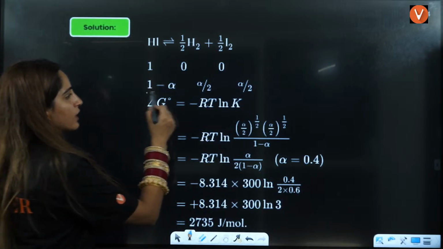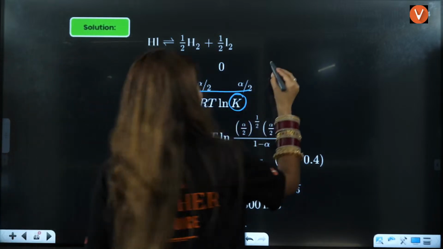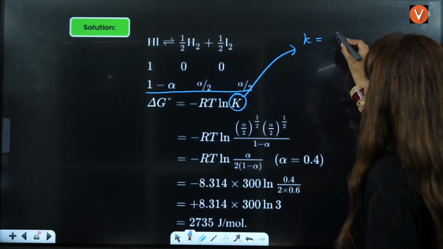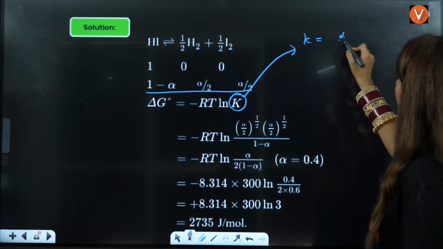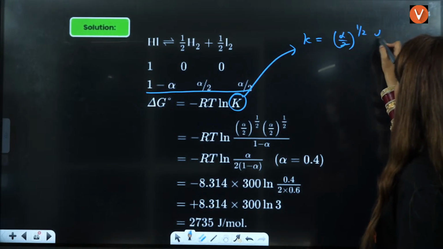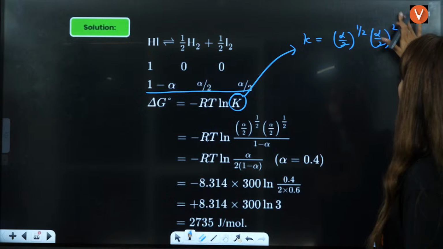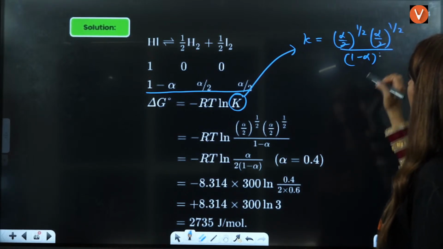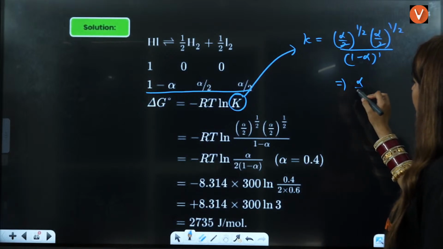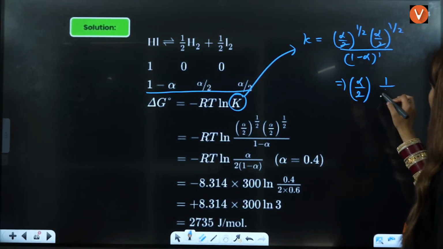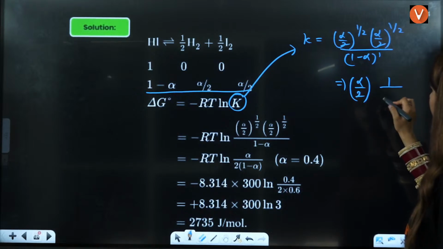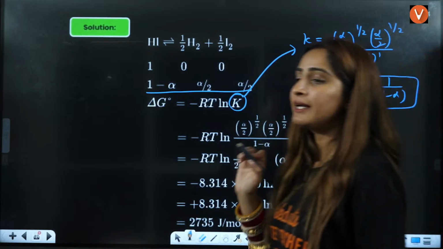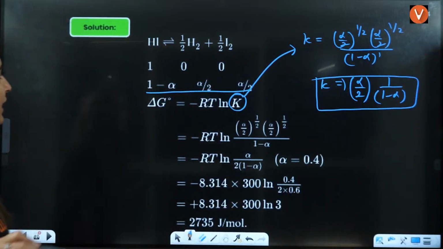Till here we have done. What is the value of K? K is products over reactants. H2 is alpha by 2, I2 is also alpha by 2, divided by 1 minus alpha. So half is nothing but alpha by 2, and this will be 1 minus alpha. That is the value of K. Kp and Kc are equal here.